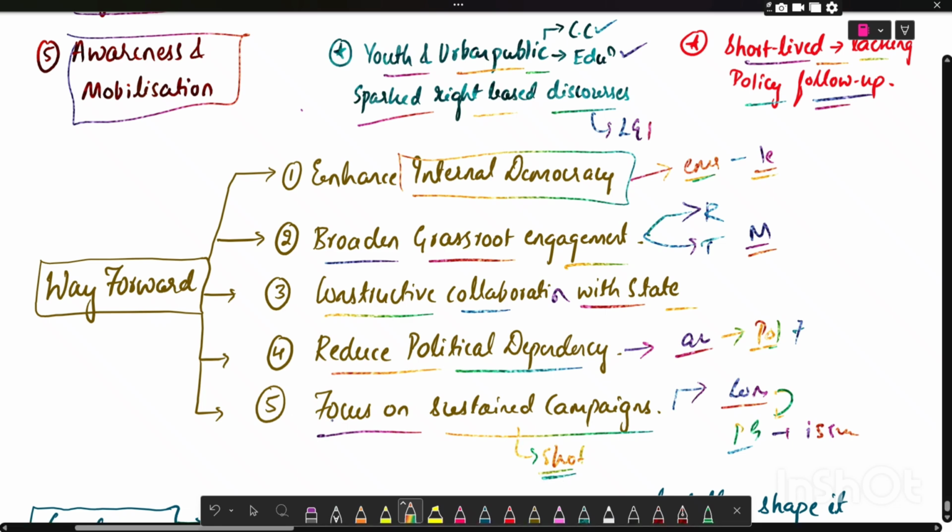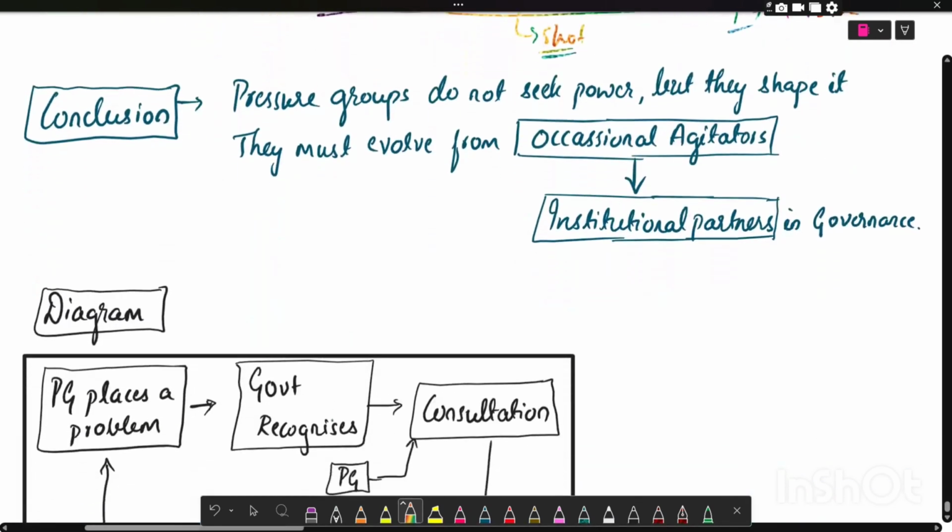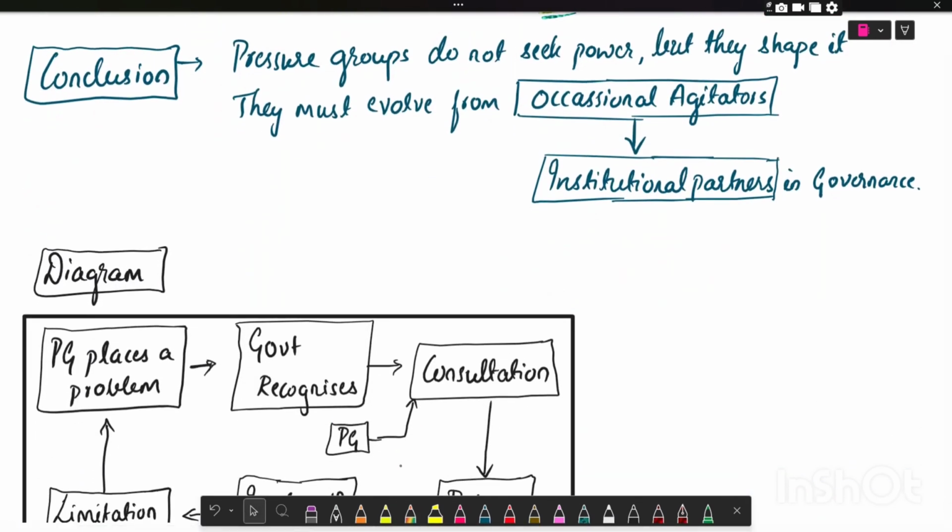Now we'll see what we can write in the conclusion. Pressure groups do not seek power, but they shape it. They must evolve from occasional agitators to institutional partners of governance. I will give you a diagram on pressure groups which you can use to enrich your answer.